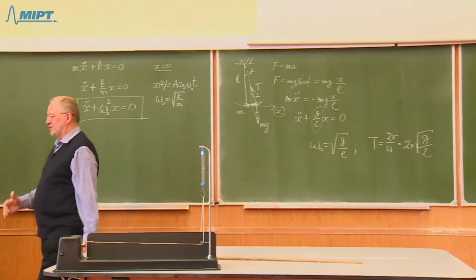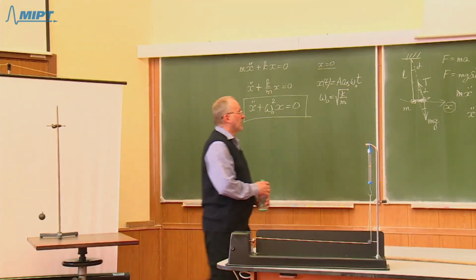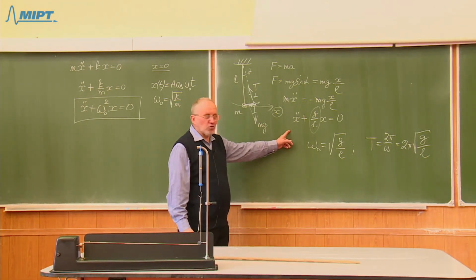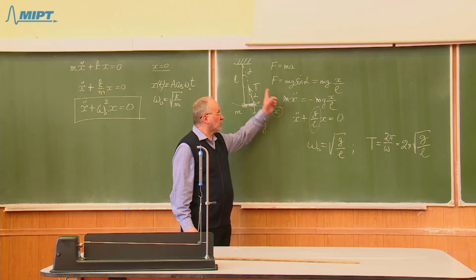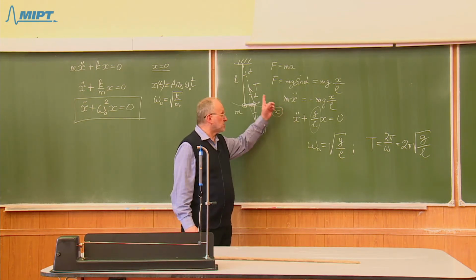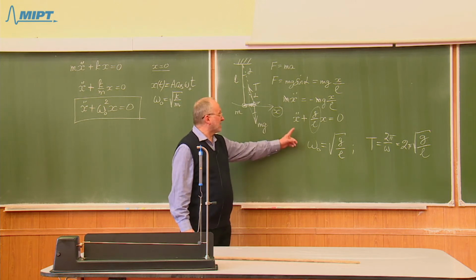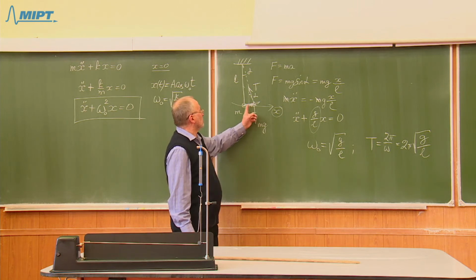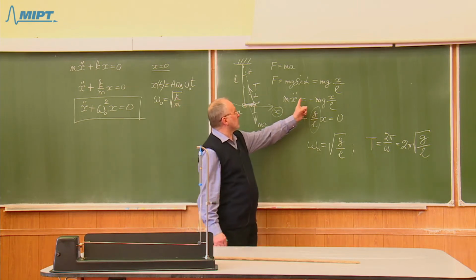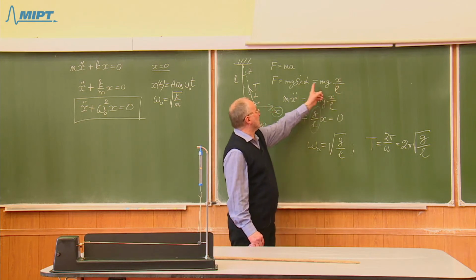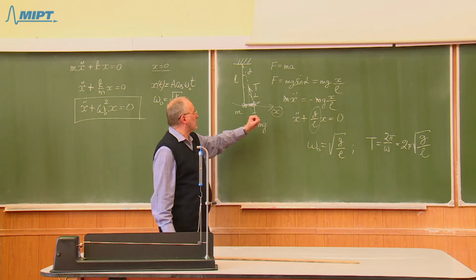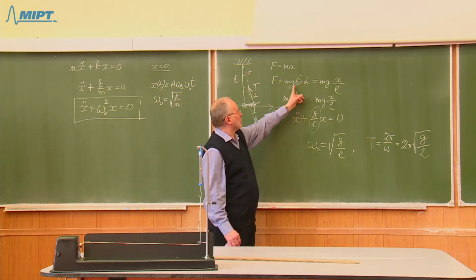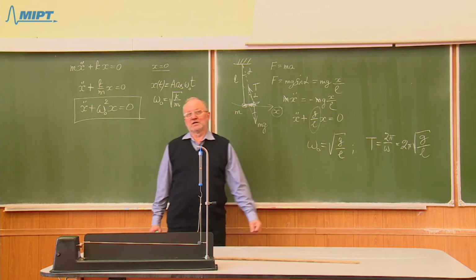What I have written here on the blackboard is valid under some strong assumption. This is not always true. This is true only if x is small. Because if x is not small, I will be unable to substitute x divided by L for sine alpha. Displacement divided by L will not be sine alpha.